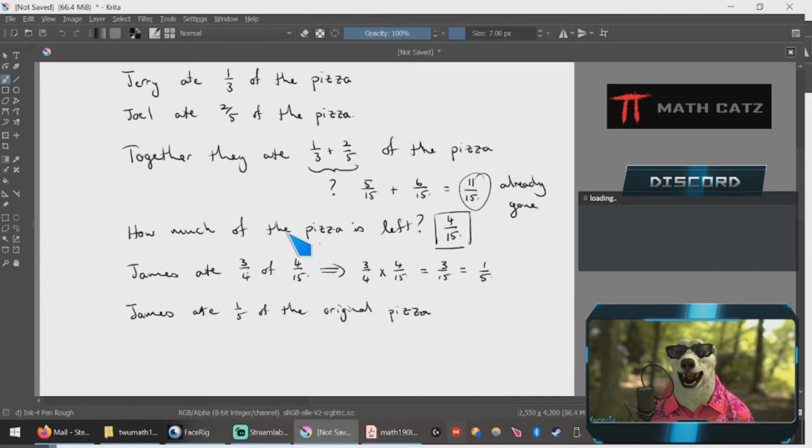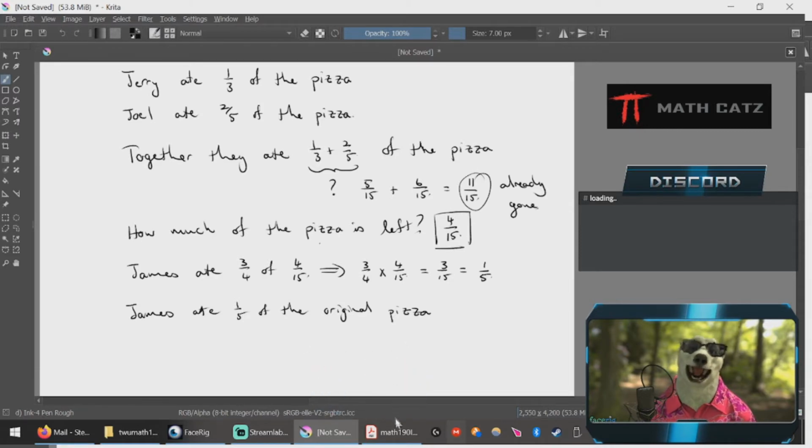rephrase this to not have fractions, but let's say a bag of candy. Jerry took some pieces, Joel took some pieces. How much do they have together? How many pieces are left? James then takes some pieces of what was left. So I can easily still capture the essence, but if the fractions are too much and they sort of distract me from the calculations I need and the questions I need to ask, I can simplify this.